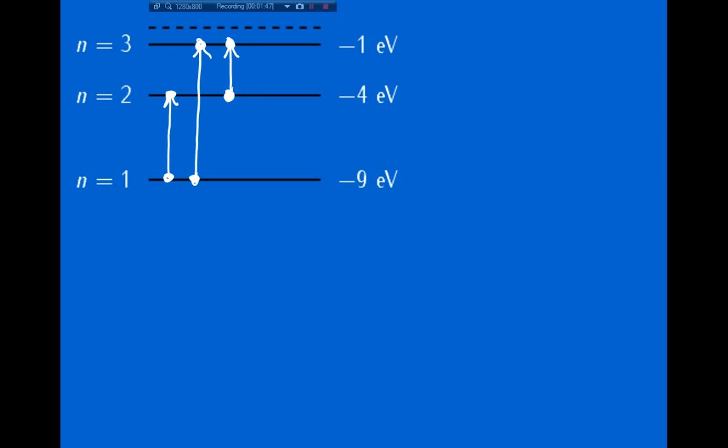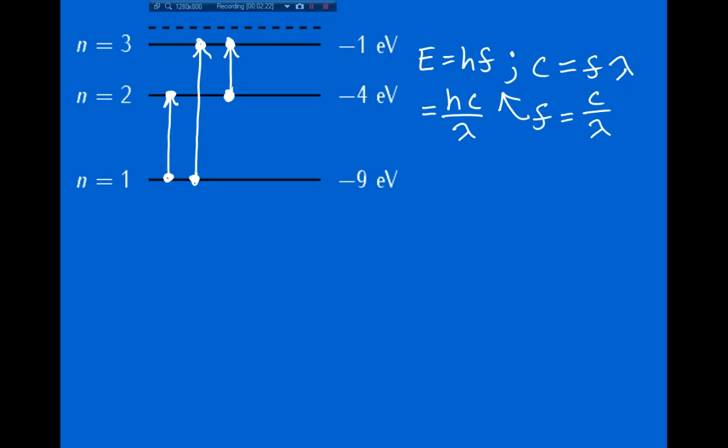Now, since we're asked to calculate the wavelengths of the absorption spectra, we need to calculate the energy of a photon in terms of its wavelength. So remember that the energy of a photon is equal to Planck's constant times the frequency. To write this in terms of the wavelength, we need to use the fact that the speed of light is equal to frequency times wavelength. So we can rewrite this and say that the frequency is equal to the speed of light divided by the wavelength, and plugging that into the formula for the energy of a photon, we see that the energy of a photon is equal to Planck's constant times the speed of light divided by the wavelength of the photon.